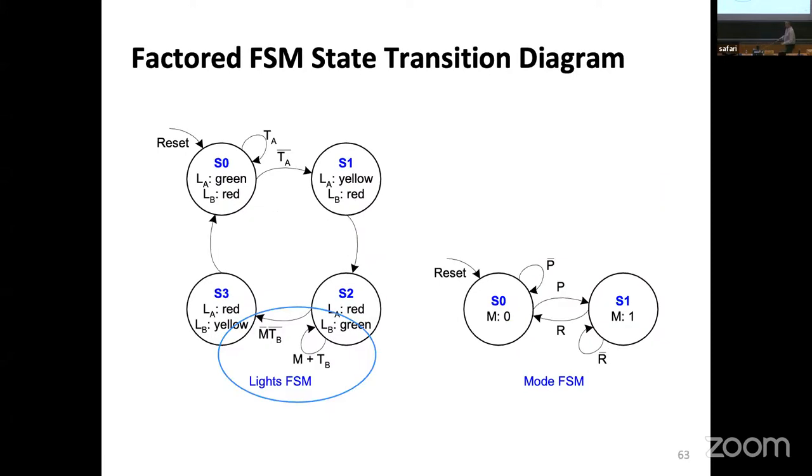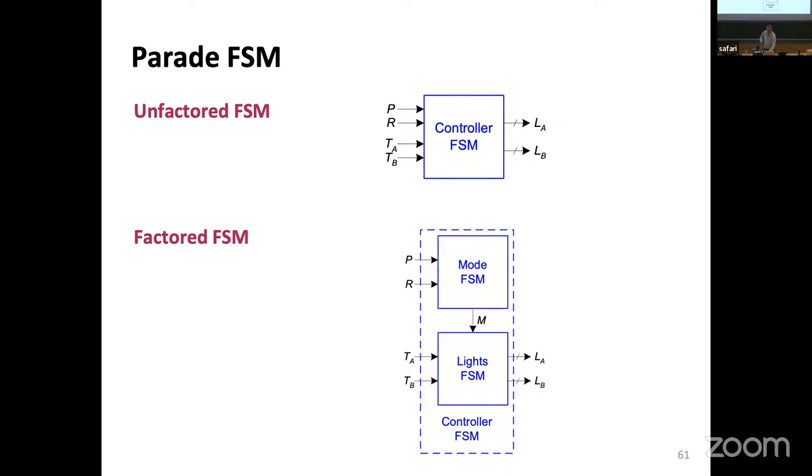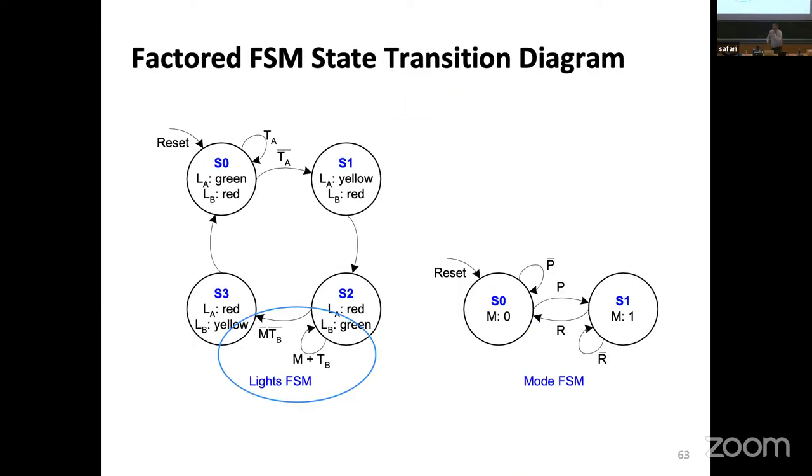When you factor it, when you go back to this and say, okay, instead of making everything separate, let me make one finite state machine, which is the parade mode, and let's make another one, which is just the regular one that I had before, with the addition of this mode signal coming here. Let's go here and take a look. You all of a sudden see that this is my lights finite state machine.